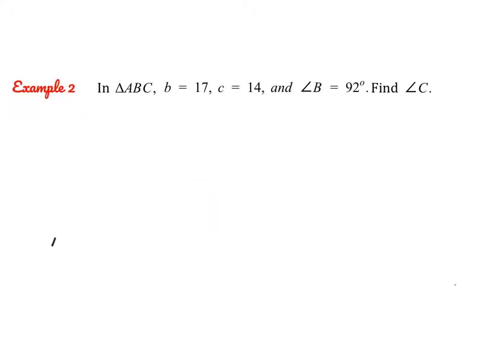So here, let's start by drawing triangle ABC. And I know that side B is 17 across from angle B, side C is 14, and angle B is 92 degrees. So in this problem, they actually are asking us to find an angle. So I'm going to label angle C theta. But I actually have two pairs of matching information. I know these two things go together and these two things go together.